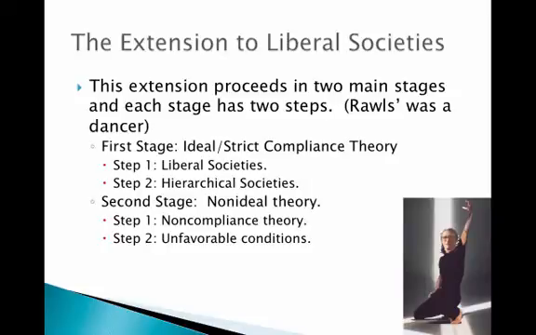Now I'm talking about this extension to liberal societies, and it's going to take place in 2 stages. The first stage is the ideal world, or strict compliance, where people just in fact do abide by the law of peoples. And in that first stage, we'll have 2 steps: step 1 pertaining to liberal societies, step 2 to hierarchical societies. The second stage deals with non-ideal theory, the real world as it is with all its messy wars. And that starts with what's called non-compliance theory. We'll explain that. And 2, unfavorable conditions.